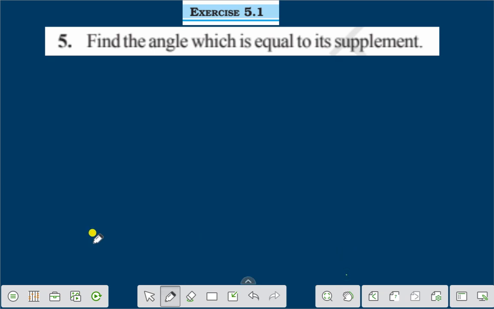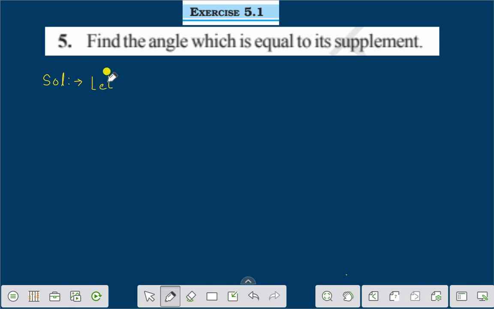We know that if the sum of two angles is 180 degrees, then they are called supplementary angles of one another. Right?